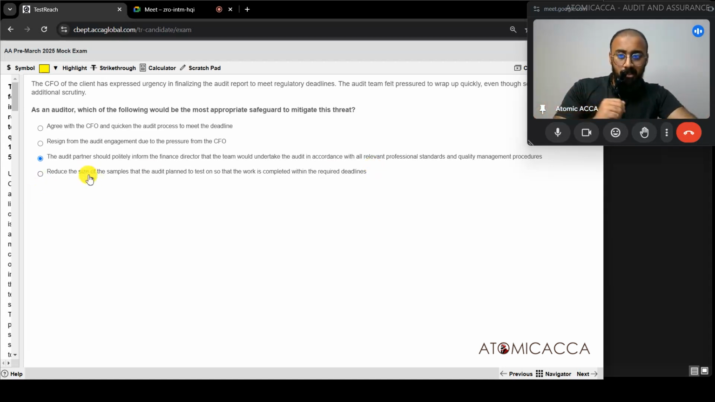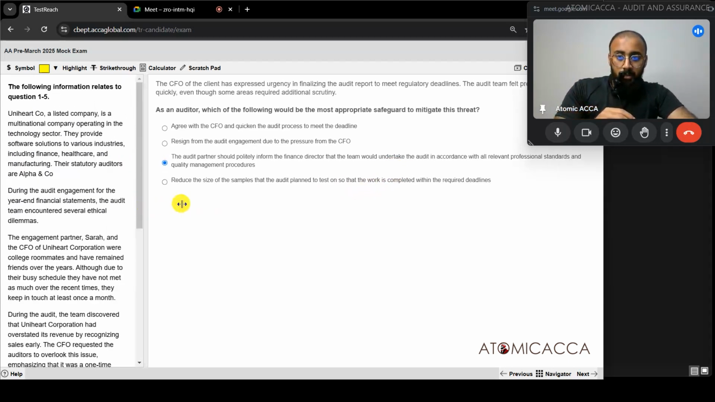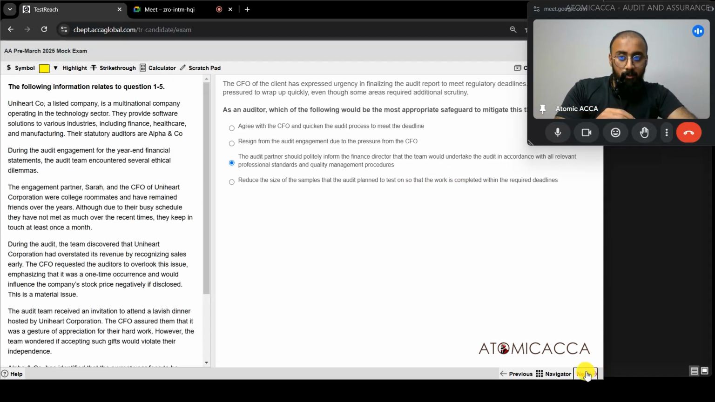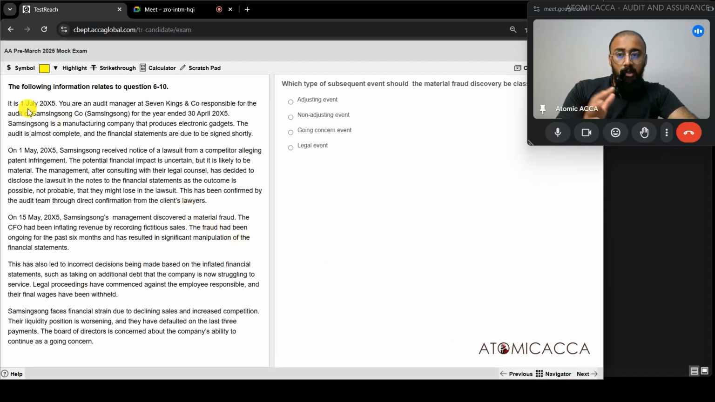Let's read the last one. Reduce the size of sample that the audit plan to test on so that the work is completed within the required deadline. Wrong. If you reduce the sample, you will not be able to find out proper problems that are there within the financial statement. So 1, 2 and 4 is wrong. So 3 will be the answer. So we got our answers for this question. Let's move to next one. So Unihard company is done. So 5 questions from case study 1 is over.